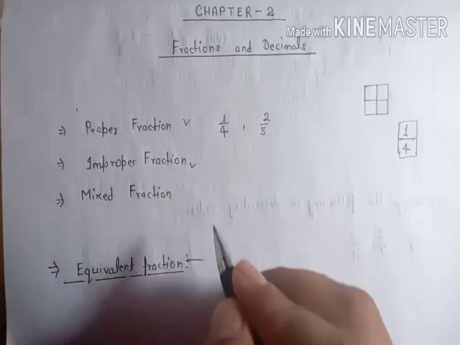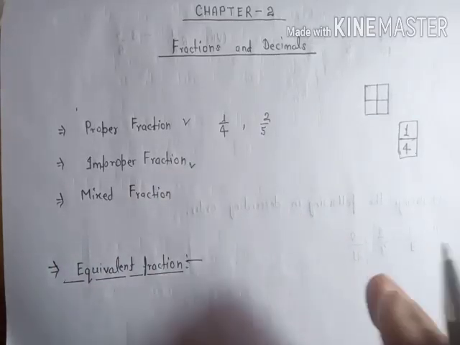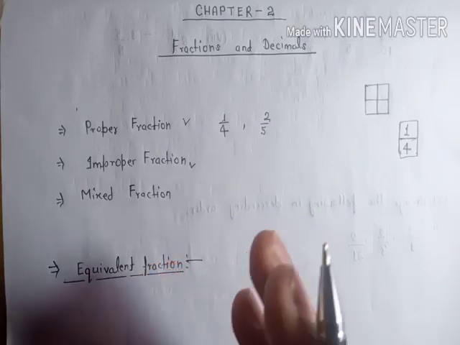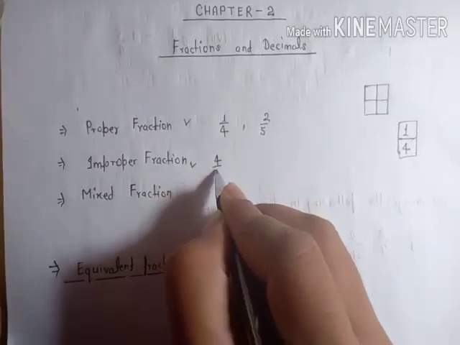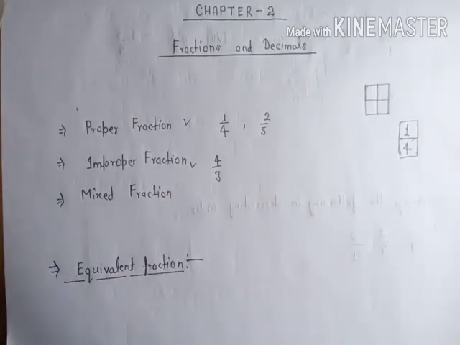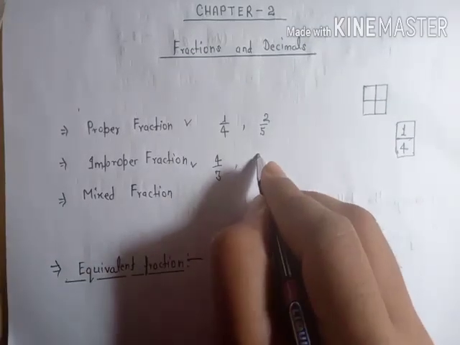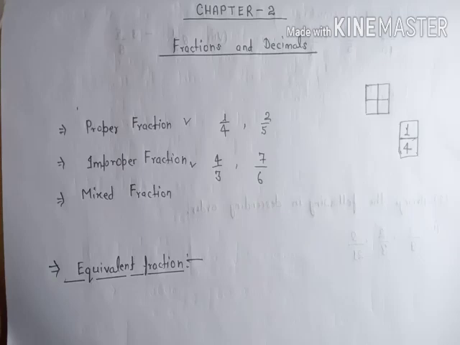And if we discuss the improper fraction, when in a fraction the numerator is greater than the denominator, it means it is an improper fraction. As you can write 4 upon 3, you can see you have to select 4 parts from 3, so it is an improper fraction. 7 upon 6, again an improper fraction.